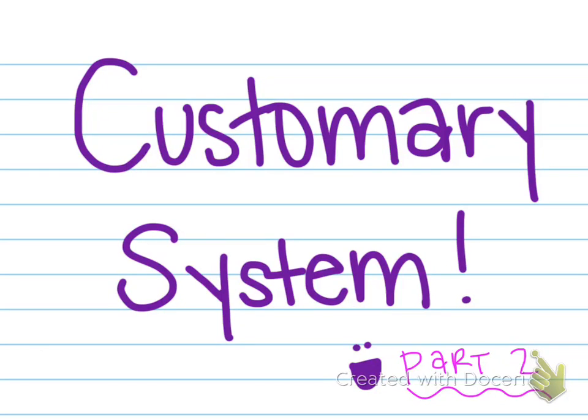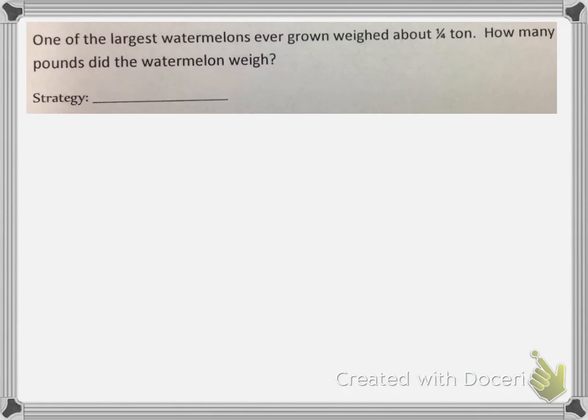Customary System Part 2 is all about the word problems on the inside of your notes packet, so let's get started. One of the largest watermelons ever grown weighed about 1/4 of a ton. How many pounds did the watermelon weigh?